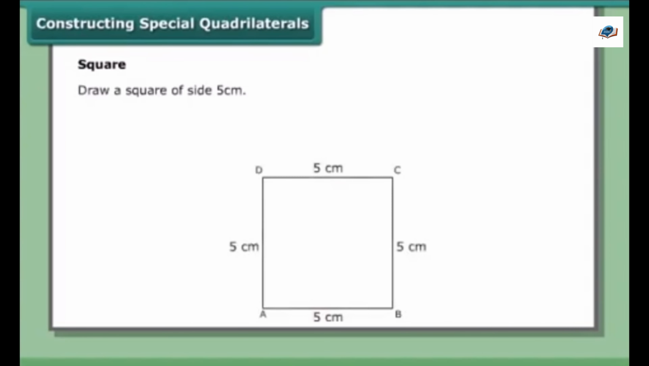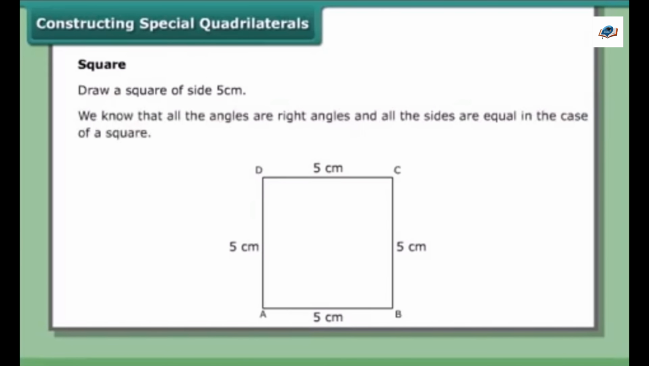Constructing a special quadrilateral, a square. Draw a square of side 5 centimeters. We know that all the angles are right angles and all the sides are equal in the case of a square. Given one side length is equal to 5 centimeters.